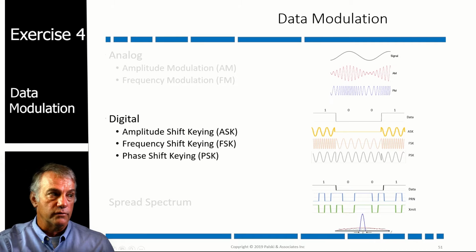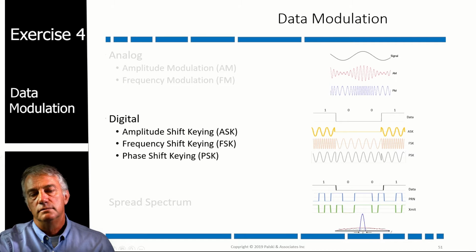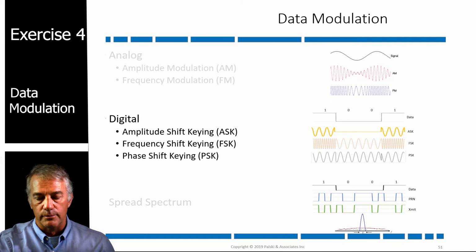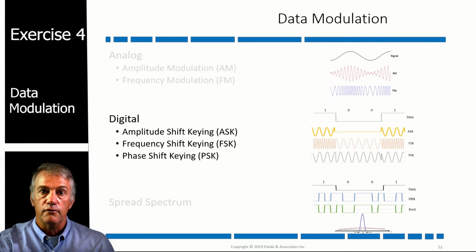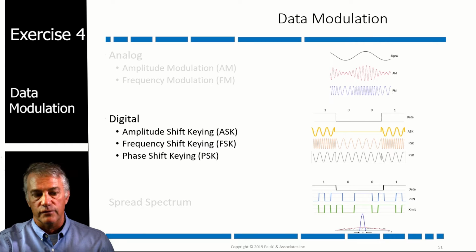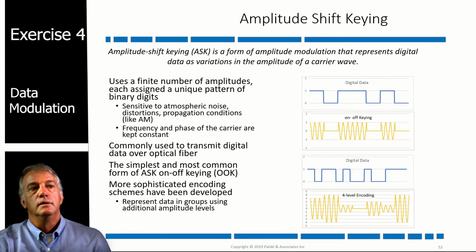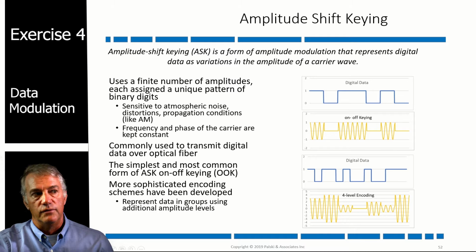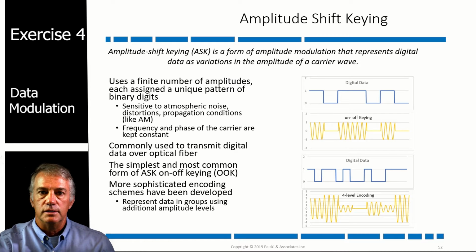In this section, we're going to cover digital data modulation techniques. In particular, we're going to cover three of the more popular kind called amplitude shift keying, frequency shift keying, and phase shift keying. The first one, amplitude shift keying, is nothing more than a form of data modulation where you represent the digital data as variations in the amplitude of the carrier wave.